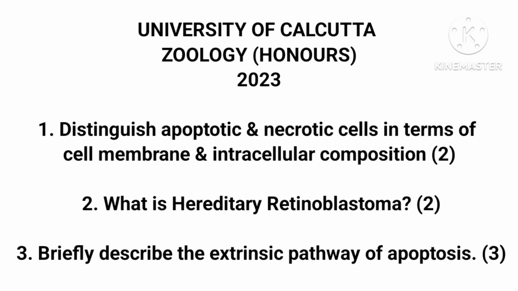Number 1. Distinguish apoptotic and necrotic cells in terms of cell membrane and intracellular composition. Second one is what is hereditary retinoblastoma. Both of these questions carry 2 marks. Third one, briefly describe the extrinsic pathway of apoptosis, and this question carries 3 marks. And the breakage of marks will be 2 plus 1, 2 for explanation and 1 will be for pointed diagram. This is entirely instruction for examiners, so be careful.